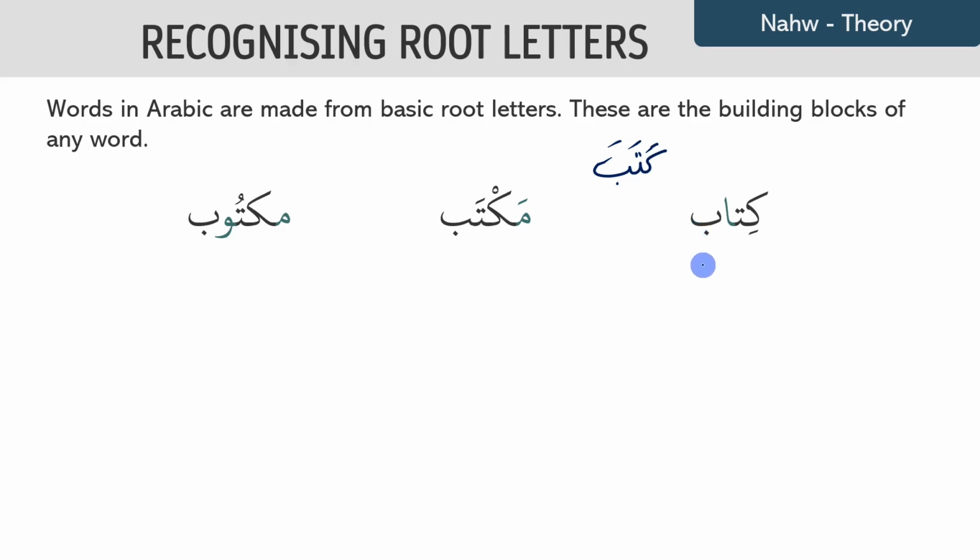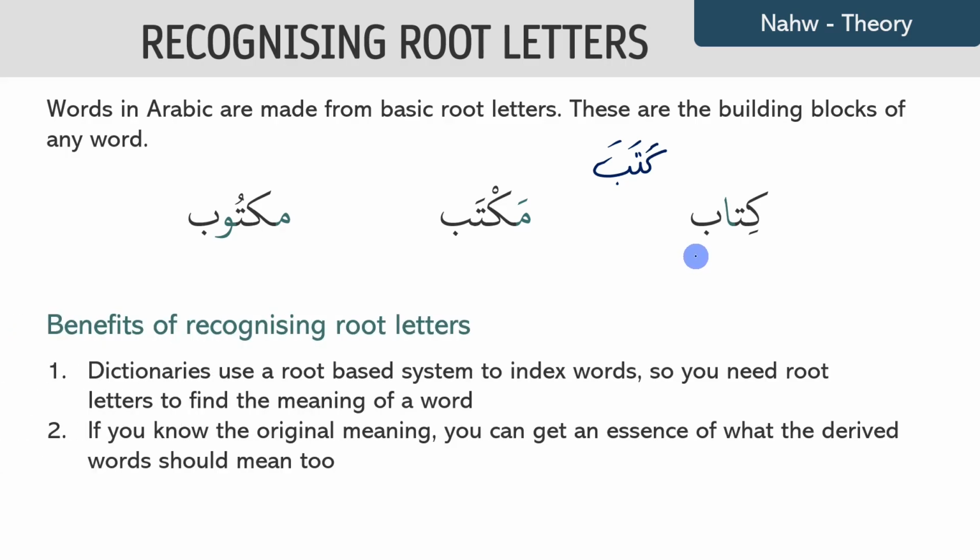Recognizing the root letters of a word is important for two reasons. One is that the dictionaries use a root-based system to sort out words, because Arabic words are made from root letters, and then you can get all of the words that are derived from these root letters in the dictionary. And the second thing is that if you know the meaning of the word made by the root letters, for example, kataba means to write, you can get an essence of what the derived words would mean. So for example, maktubun means letter, which is to do with writing, which obviously links back to the root letters, which together they form the verb he wrote.